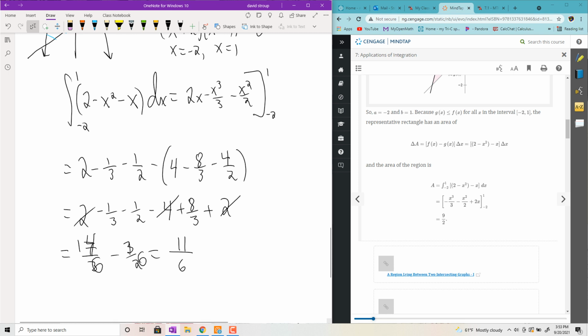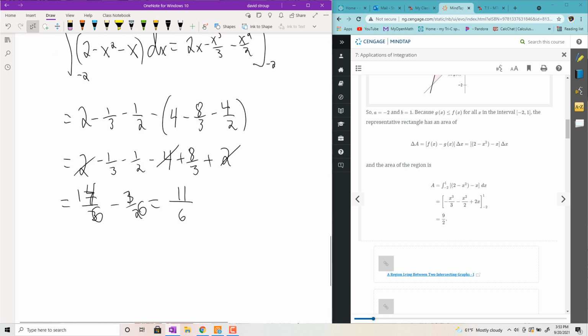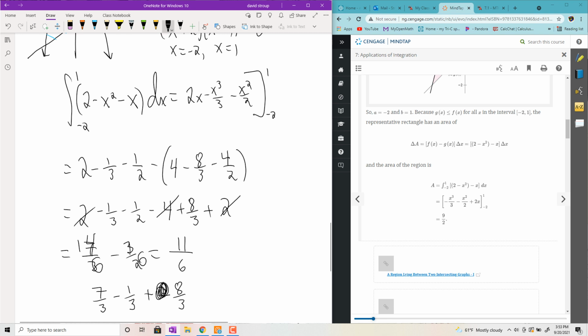Whoops, I made a mistake. Let's make sure I got it set up right. Yeah, I must have made an arithmetic mistake here. So minus 4 plus 2. 2 plus 2 is 4, minus 4, that's fine. And then I got minus 1/3 plus 8/3 is 7/3. And then minus 1/3 plus 8/3, so that would be 14/3. Okay, sorry. So what did I do? Oh, that's a minus 2, no wonder.